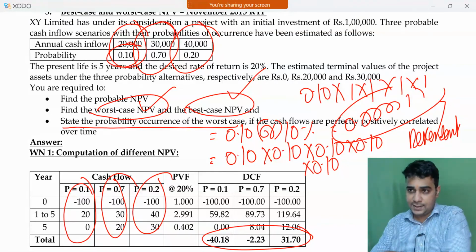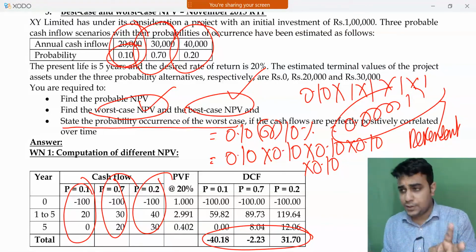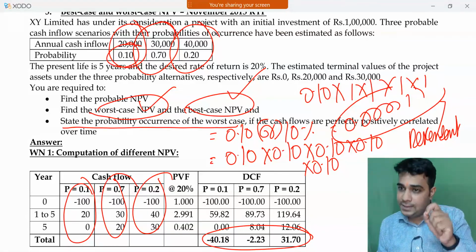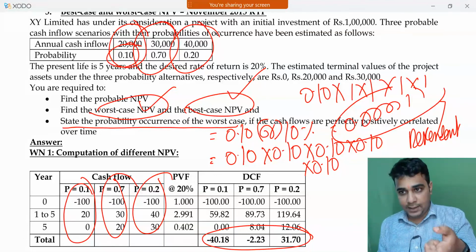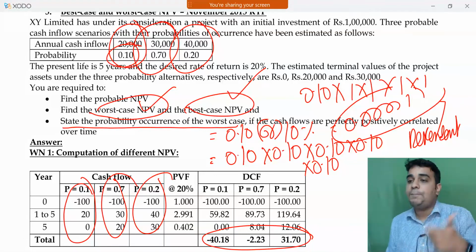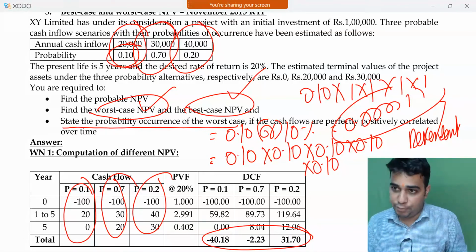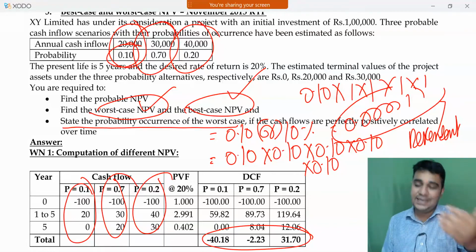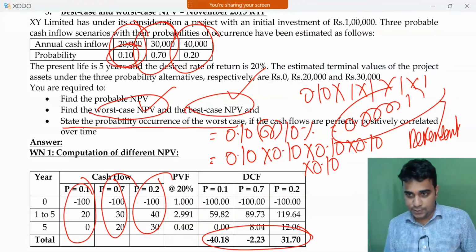Clear? Able to understand this? Any doubts? Two types of cash flow: dependent and independent. Dependent are considered to be more risky, and the probability of the worst case is 10% there. Independent is less risky. The probability is also lesser.